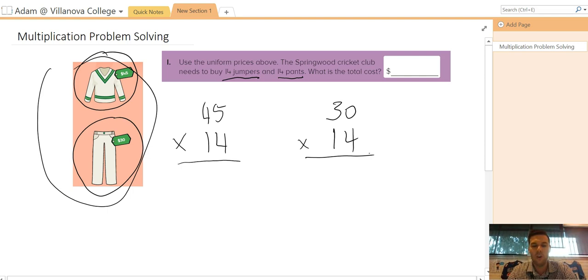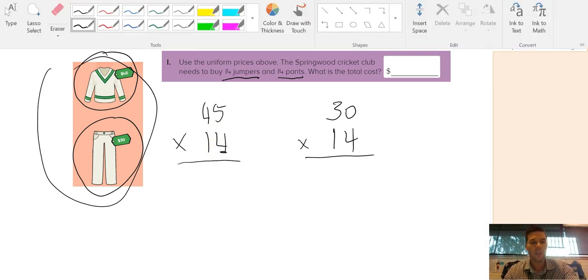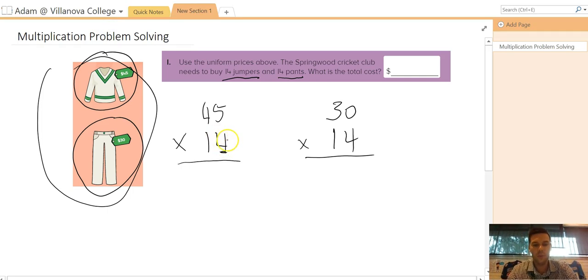Now let's do the 45 times 14 first. Let's do the formal algorithm way to solve. 5 times 4, so we need to multiply by our 4 first. 4 times 5 is 20 plus the 2. 4 times 4 is 16 plus 2, 180. Now we've done our 4. Now we need to work with our 1s.